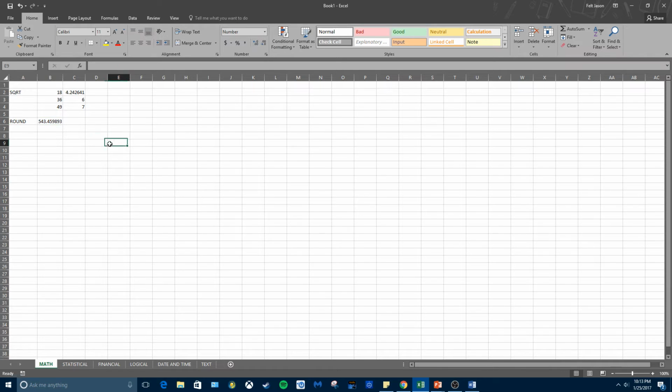There you go. All right. So I want to round this to the second decimal place. So in here, we're going to go equal, round. Okay, and the number is B6, comma, and the number of digits is 2. And the cool thing about Excel is it's very hard to memorize what each function does, so it kind of walks you through it. So the round is the number you're going to round, and the number of digits is here. So comma, 2, and parentheses.